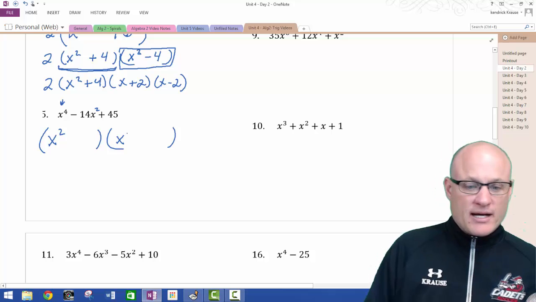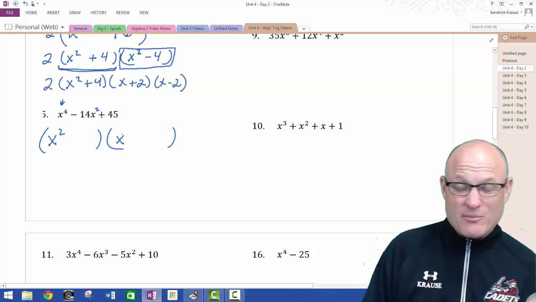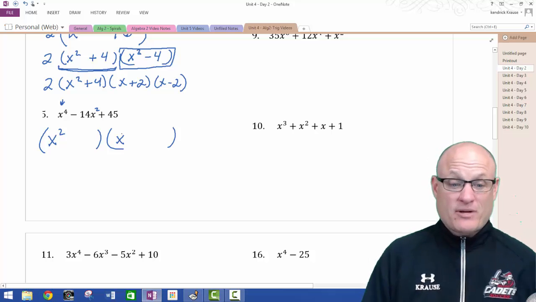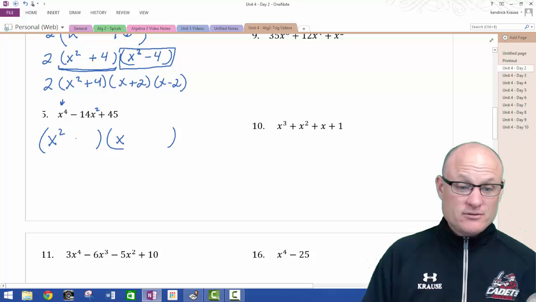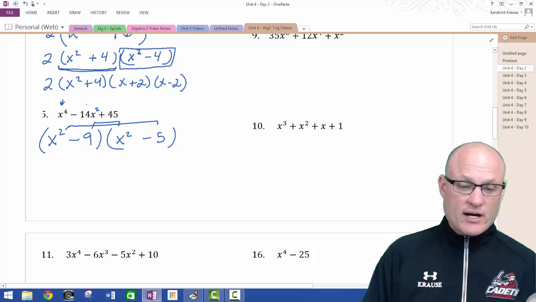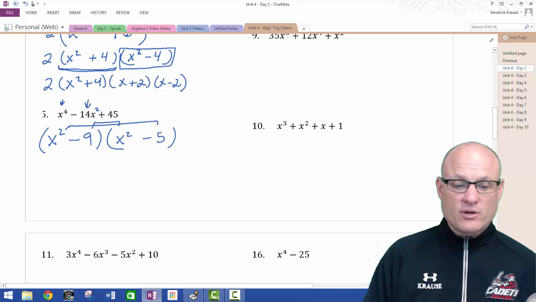What multiplies to 45? Well, here's my guess and check. The easiest way to multiply to 45 is 9 times 5. So minus 9. Oops, this should be an x squared. And minus 5. Now, if I look at it, this is minus 5x squared, and this is minus 9x squared. There's why this has to be 4x squared as well.